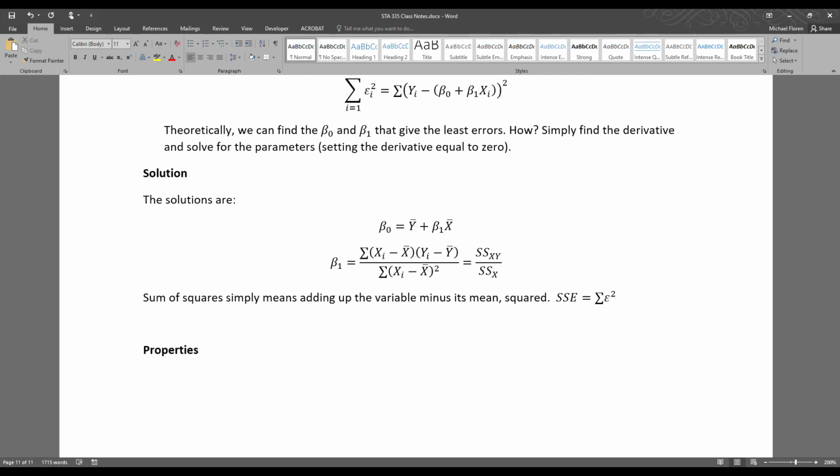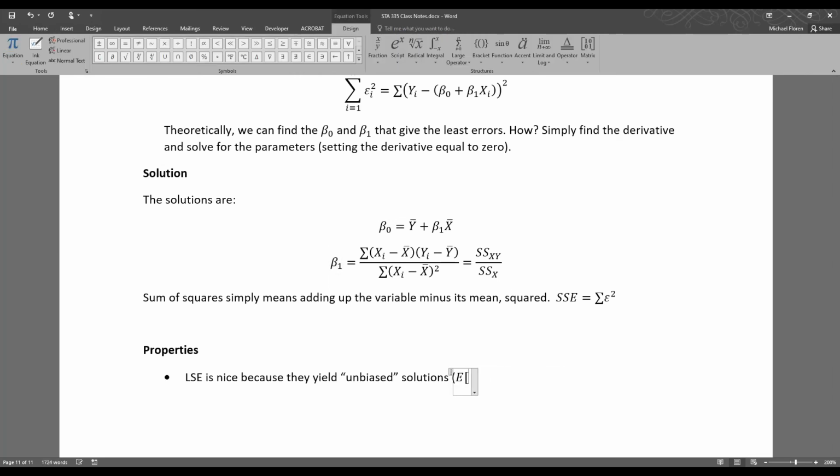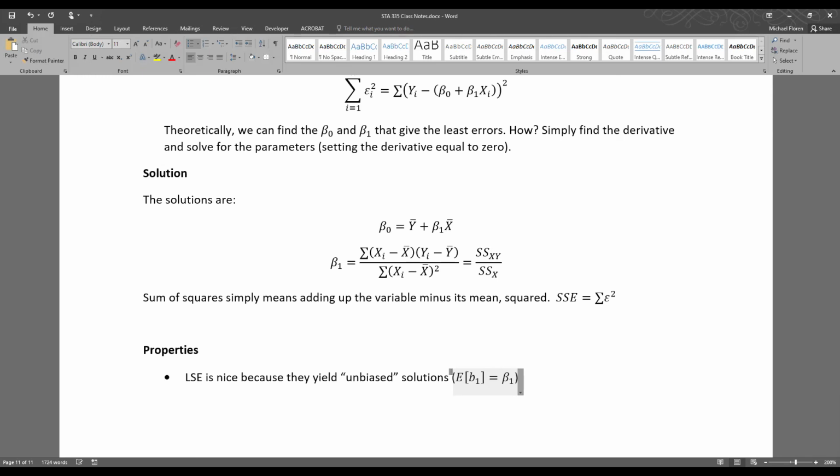So maximum likelihood is handy, but let's talk about a few of the properties of least squares. Least squares estimation is nice because it yields unbiased solutions. That is, the expected value of these solutions when we solve for them is beta 0 and beta 1. Or you can think the expected value of the predictions when we do this with real data is that beta value. This isn't always true. If it's not true, that creates what's called statistical bias, but the least squares estimation gives us unbiased.